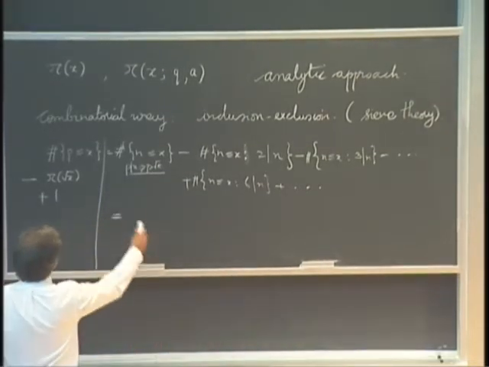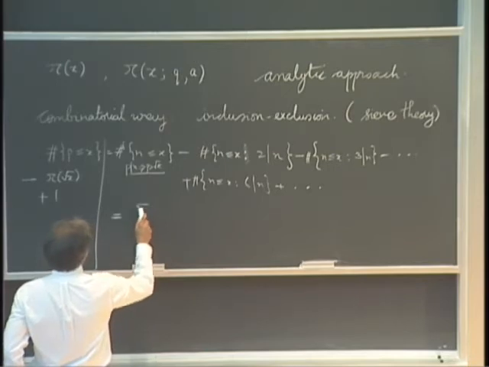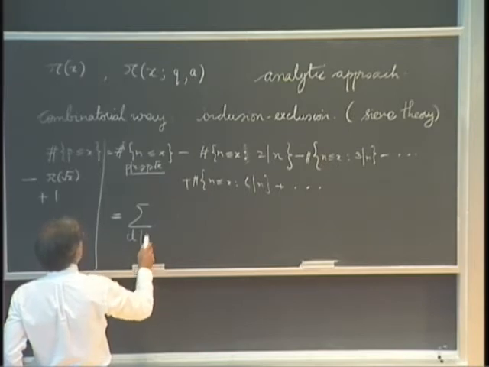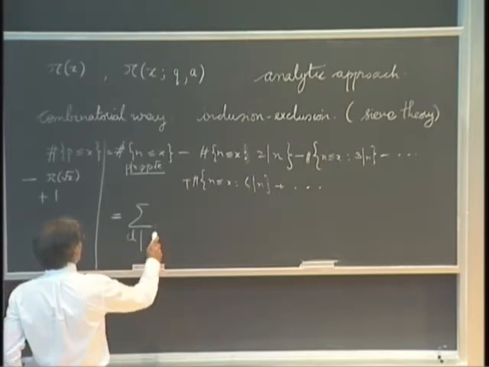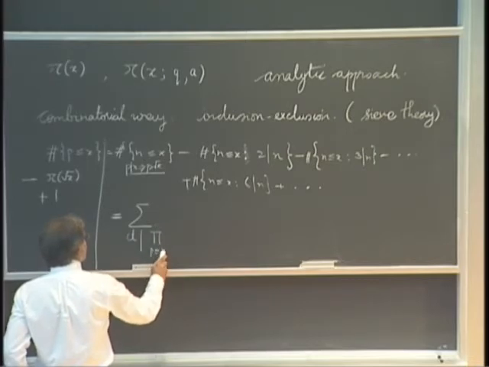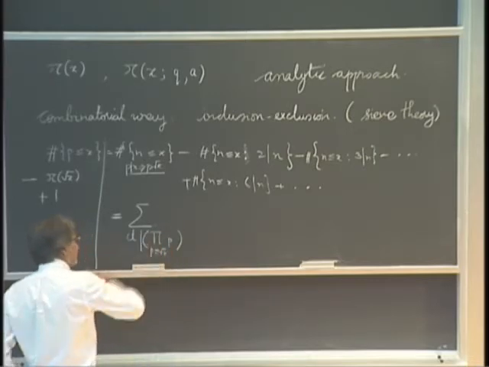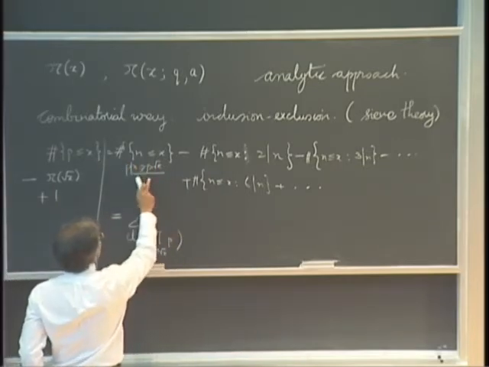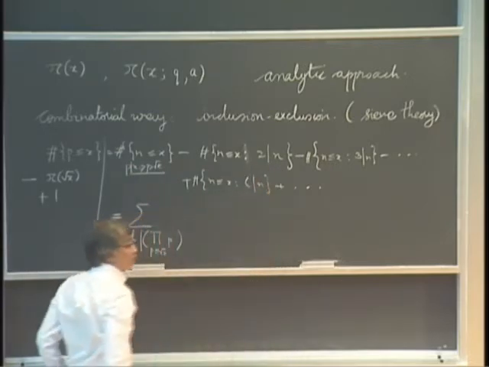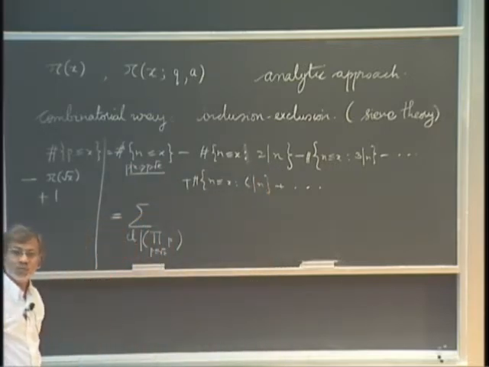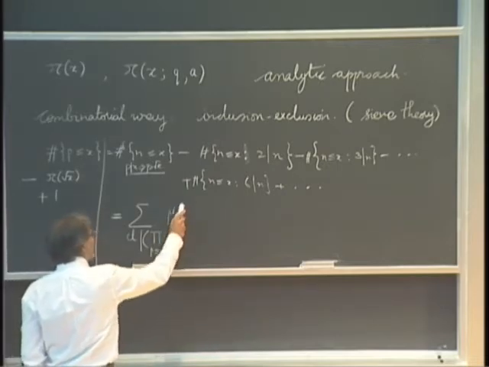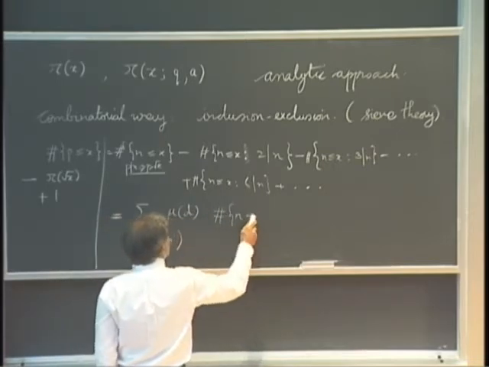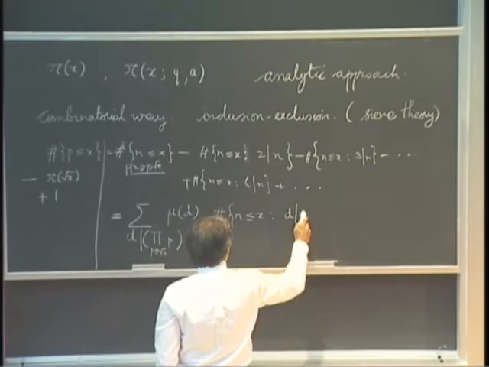So in other words, inclusion-exclusion tells me something like this: it is the sum over all numbers d that are divisors of the product of the primes below root x, and then I sum things with these weights, which are 1 for 1, minus 1 for a prime, plus 1 for products of 2 primes, and so on. That's the Möbius function mu of d. And then I'm counting here the number of integers n up to x with d dividing n.